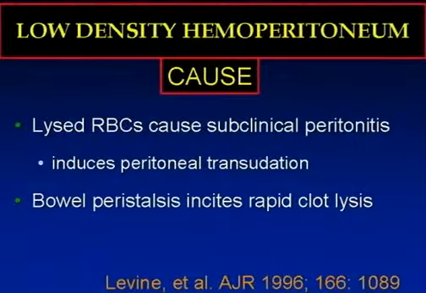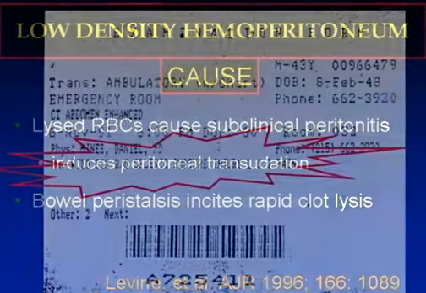So the question is, why does this happen? It's presumed that what happens is that there's lysis of red blood cells, which causes a subclinical peritonitis that in turn induces peritoneal transudation, and bowel peristalsis incites rapid clot lysis. So again, be very, very careful when you see any kind of fluid in patients who have had prior trauma.